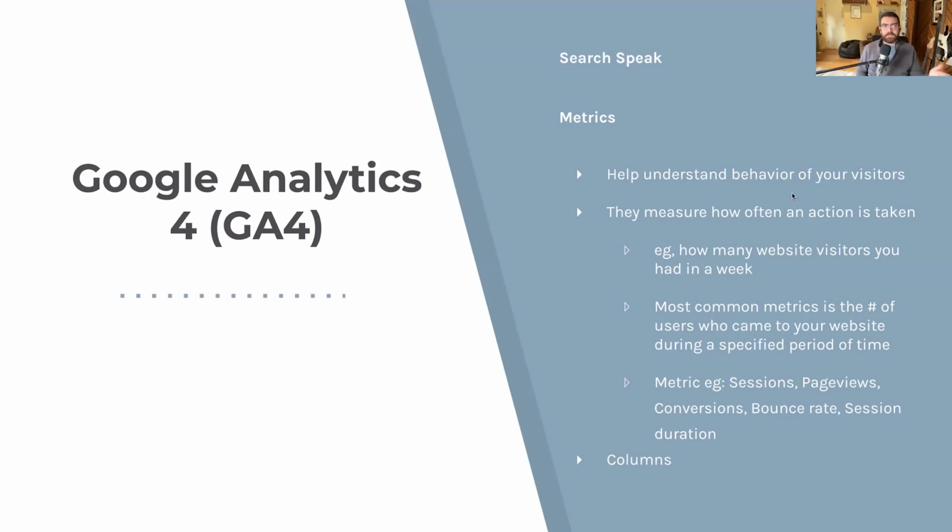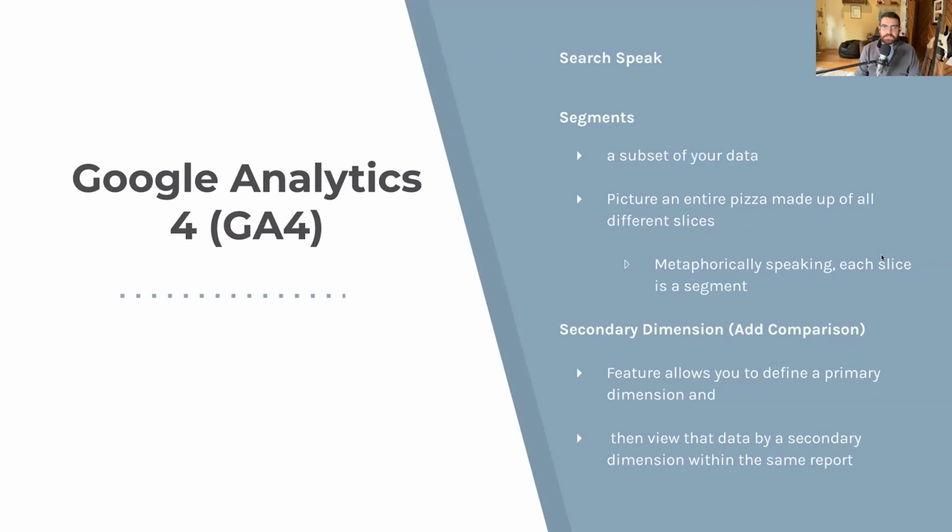So it's how many times that event happened for whatever the dimension may be. Also, a segment. Segment is super important. It's a subset of the data. If you think of it like a pizza, say you have new users versus returning users. You want to know how many people you're getting that are new to your site and how many people are returning.